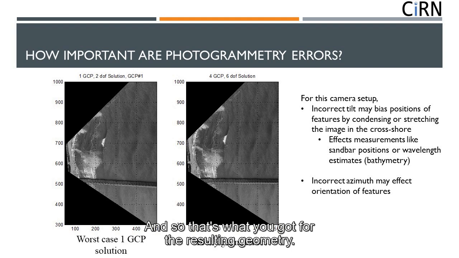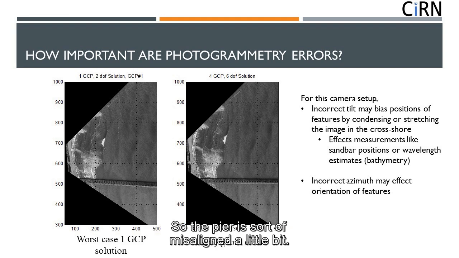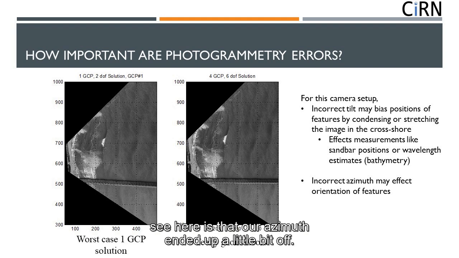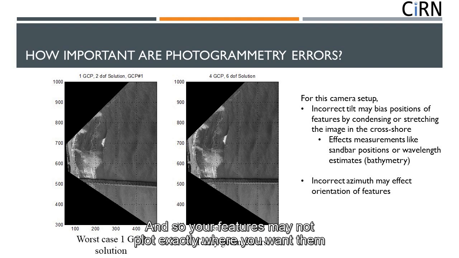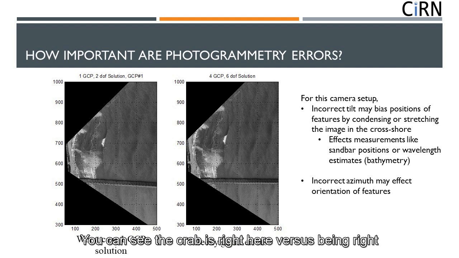And so that's what you got for the resulting geometry. You can see that the azimuth is a little bit off, so the pier is sort of misaligned a little bit. I think that's the biggest difference that you see here, is that our azimuth ended up a little bit off. And so your features may not plot exactly where you want them to be. And the crab is moved on the top edge. Oh, yes, you can see the crab is right here versus being right here.